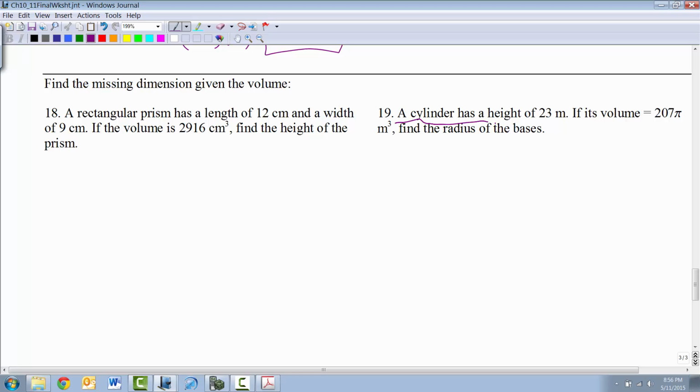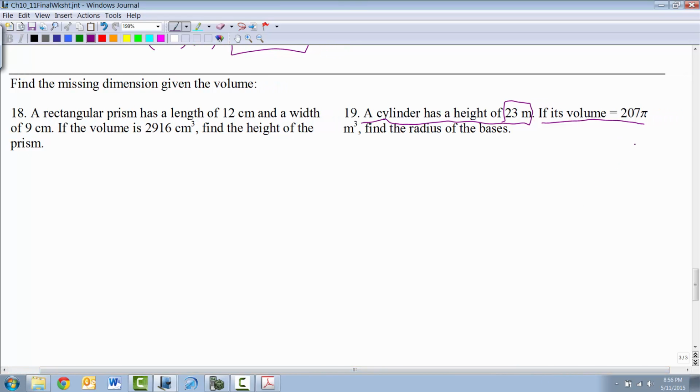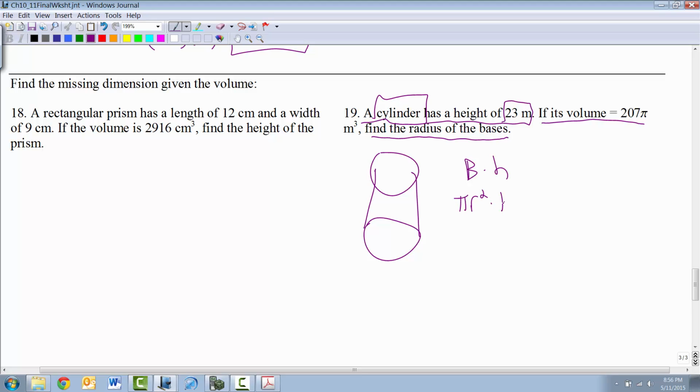19, a cylinder has a height, whoa, of 23 meters. Its volume is 207 pi meters cubed. Find the radius of the bases. The cylinder has 2 circular bases. It's an awesome drawing. So volume equals big B times H. Big B is pi r squared times height of the prism, and that equals 207 pi because that's what the volume is given as. So what do you do about this?